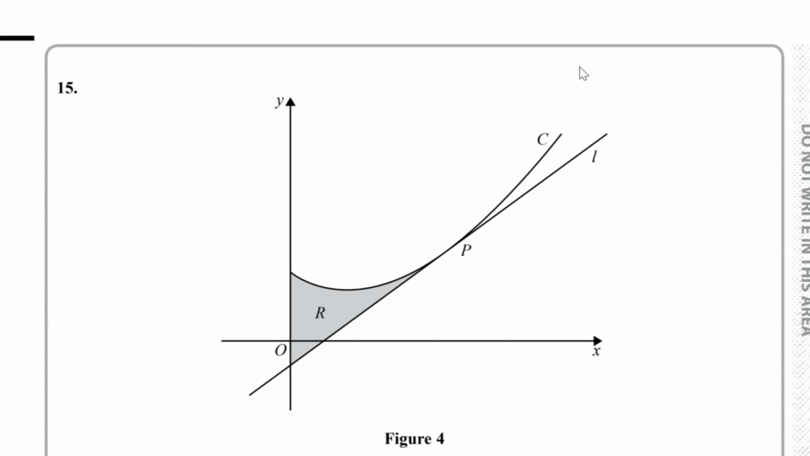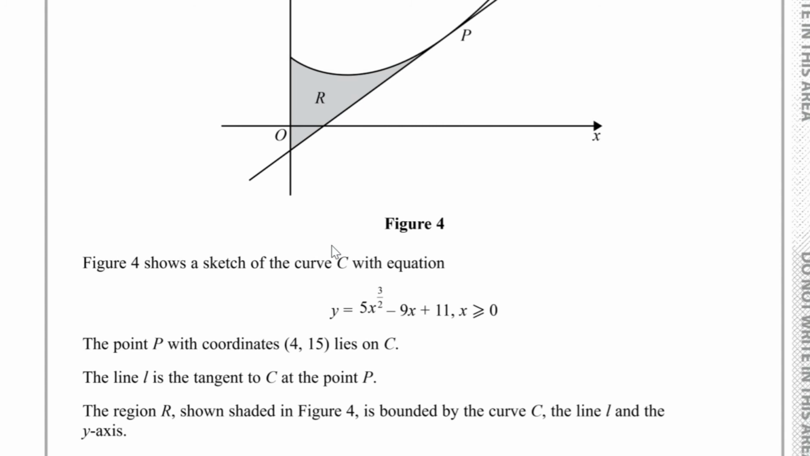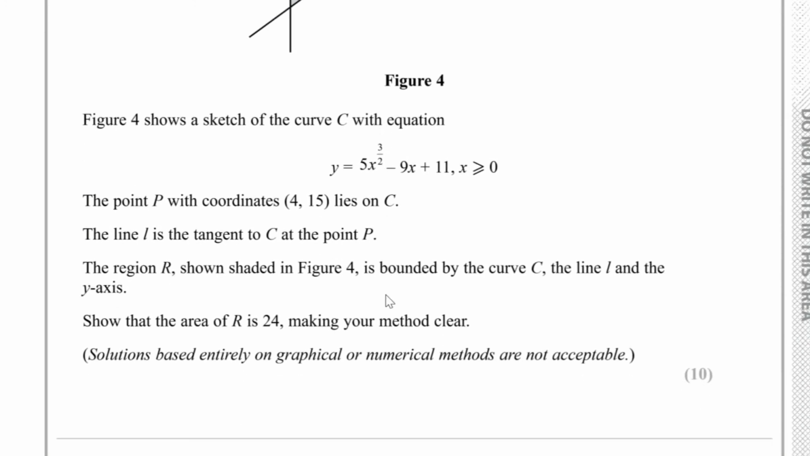Question number 15. We've got figure 4 which shows a sketch of the curve C with equation y equals 5x to the power of 3 over 2 minus 9x plus 11, where x is greater or equal to 0. We've got P with coordinates 4, 15, which lies on C, so let's add this on. We've got the line L, which is a tangent to C at the point P. We've got this region R, which is bounded by the curve C, the line L and the y-axis. We have to show that the area of R is equal to 24, making a method clear.